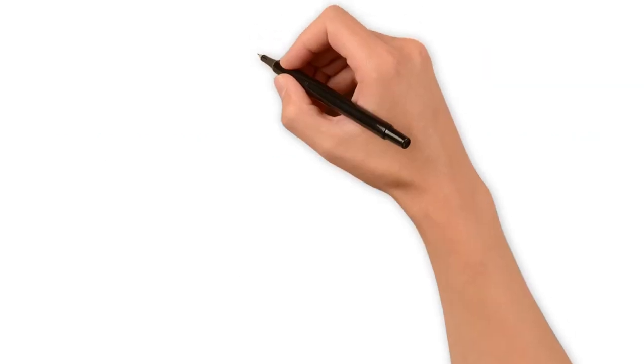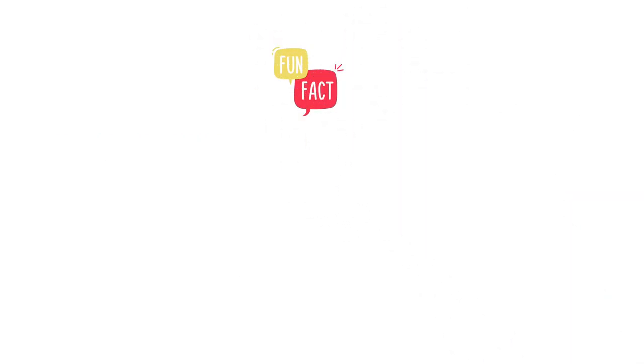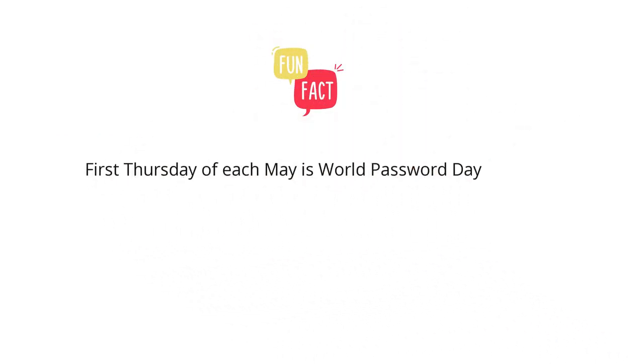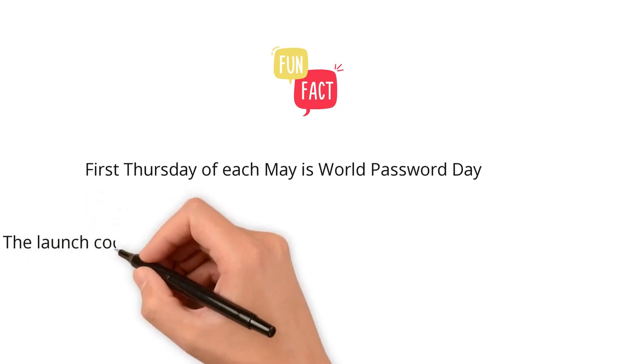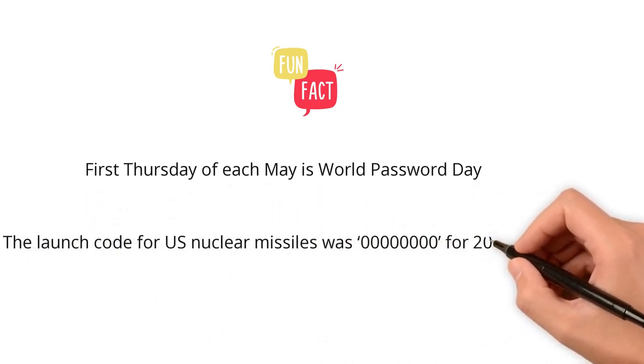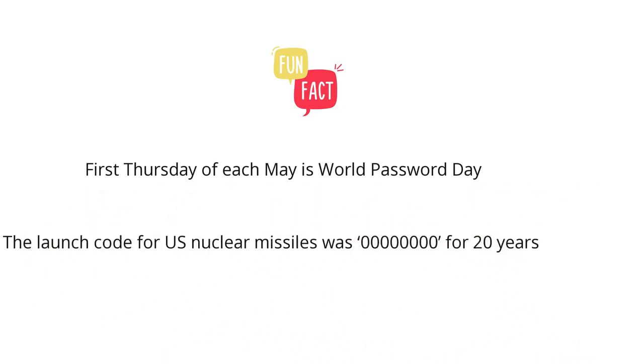Time for some fun facts. Did you know that the first Thursday of each May is World Password Day? You can make sure all your passwords are updated and even share some tips for better password practices on this day. Did you know that the launch code for the US nuclear missiles was 00000000 for 20 years? Yes, they had such a weak password for something which has the potential to destroy the world.